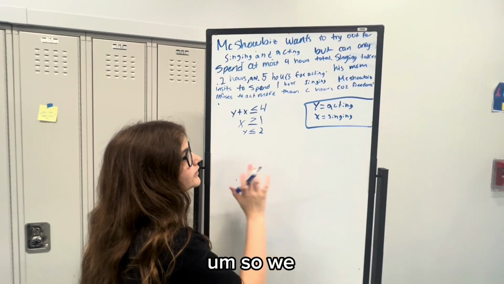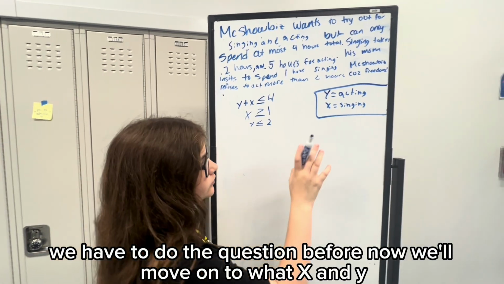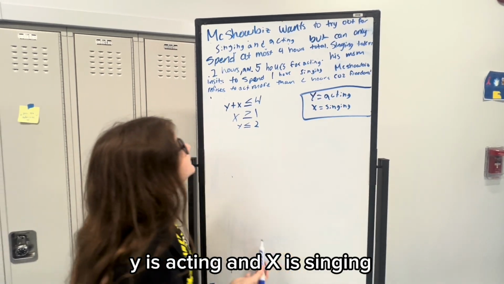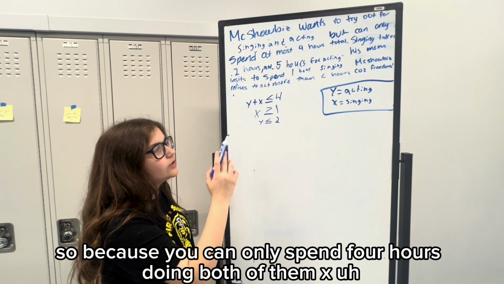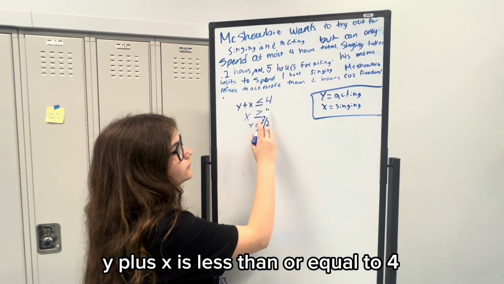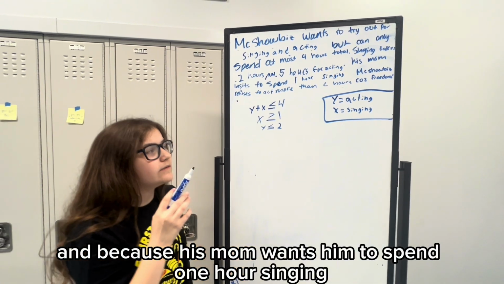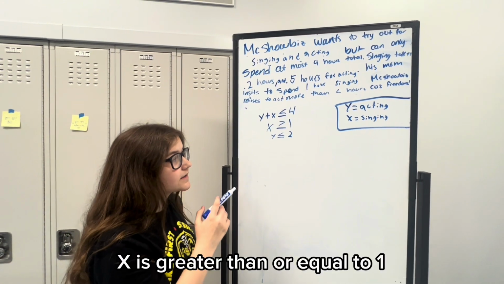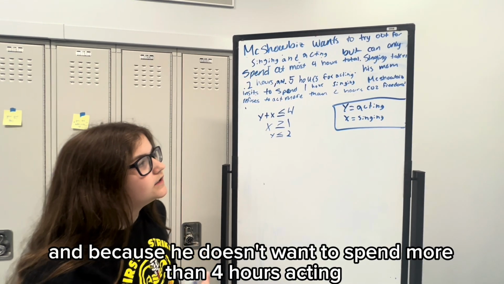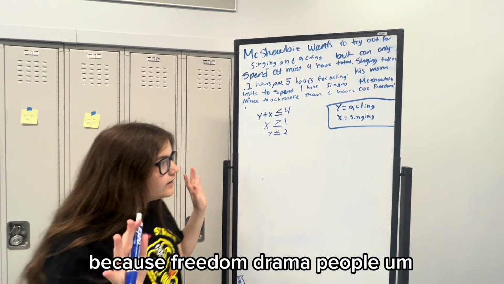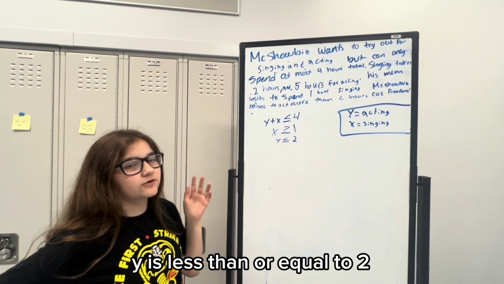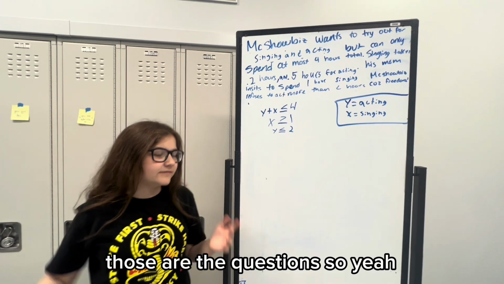So we have to do the equation, but for now we'll move on to what x and y are. Y is acting and x is singing. So because he can only spend 4 hours doing both of them, y plus x is less than or equal to 4. And because his mom wants him to spend 1 hour singing, x is greater than or equal to 1. And because he doesn't want to spend more than 2 hours acting, because freedom from dramatic people, y is less than or equal to 2. Those are the equations.